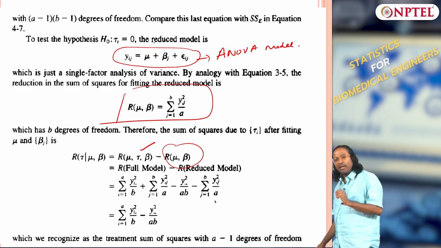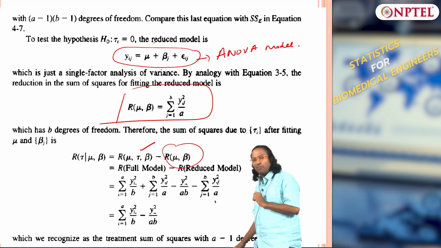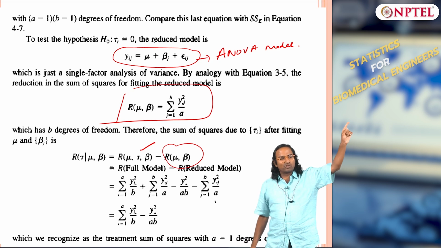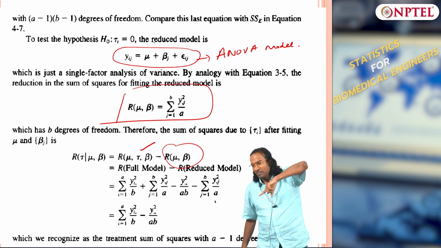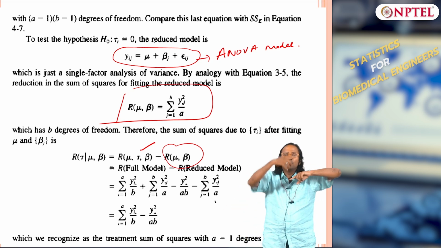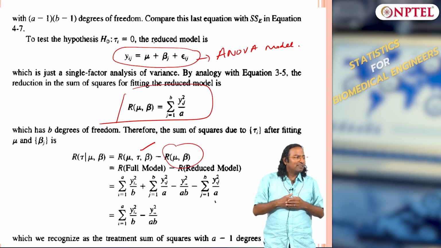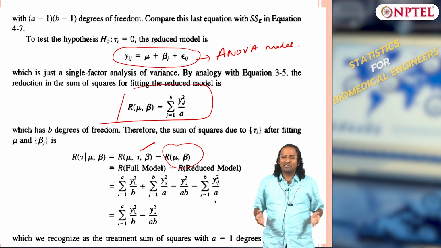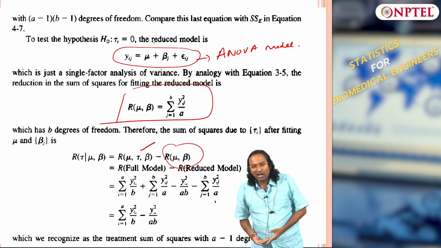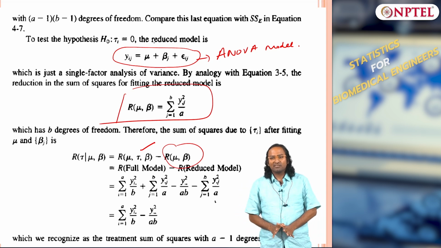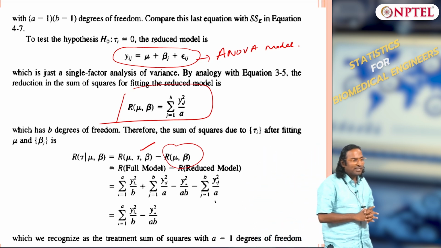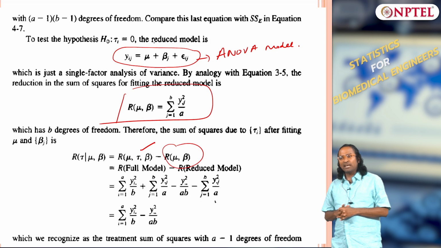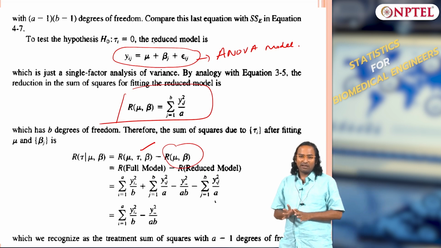So you understand why I do not fit R(mu, tau). If my null hypothesis is true, it should be R(mu, beta). If my alternate hypothesis is true, it should be R(mu, tau, beta). Now if I subtract these two, I get the difference between the null hypothesis and the alternate hypothesis and see whether that is significant or not. That is what I am trying to do here. So that is why I am subtracting R(mu, tau, beta) minus R(mu, beta).